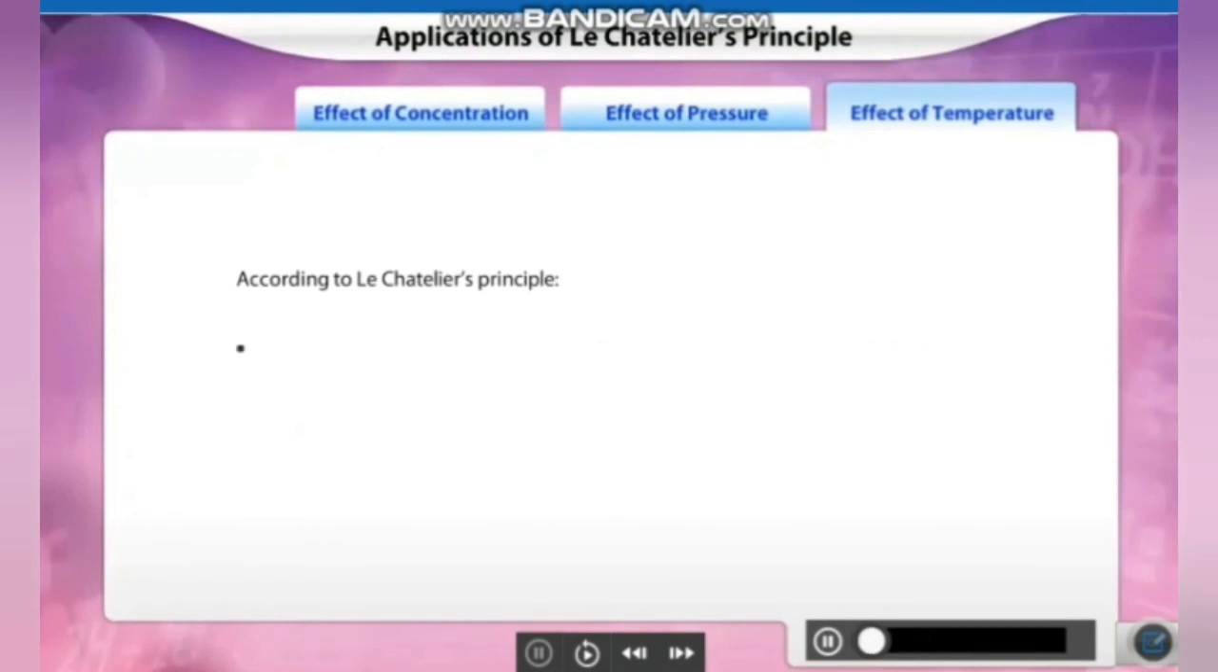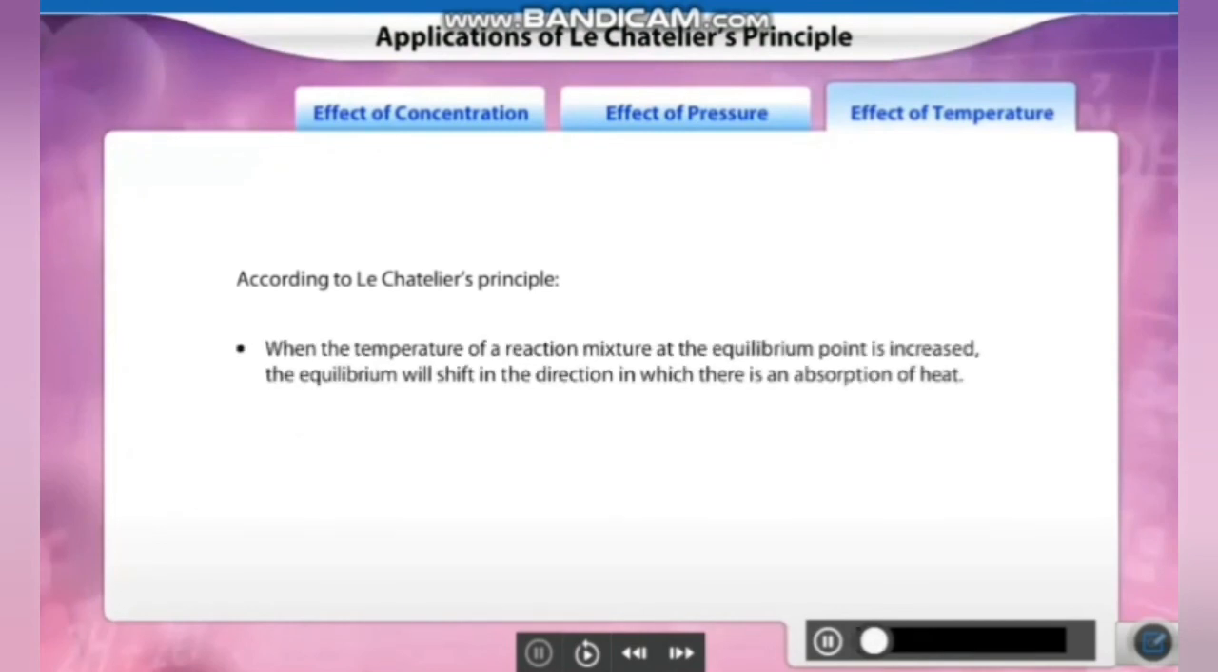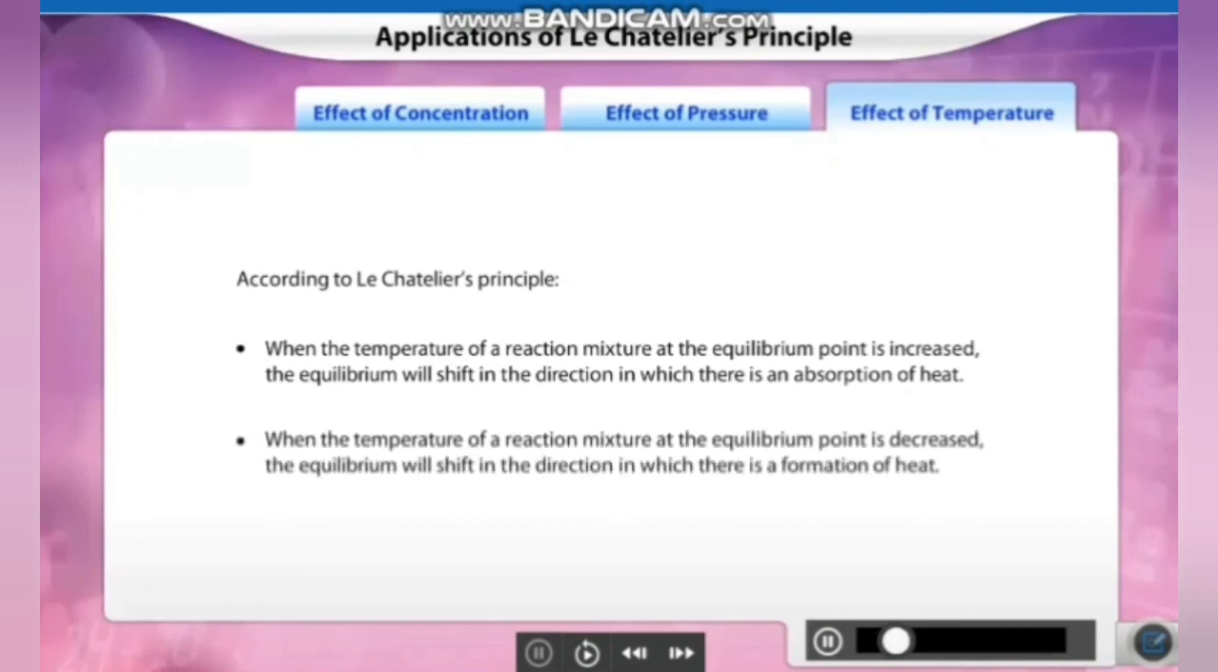According to Le Chatelier's principle, when the temperature of a reaction mixture at the equilibrium point is increased, the equilibrium will shift in the direction in which there is an absorption of heat. When the temperature of a reaction mixture at the equilibrium point is decreased, the equilibrium will shift in the direction in which there is a formation of heat.